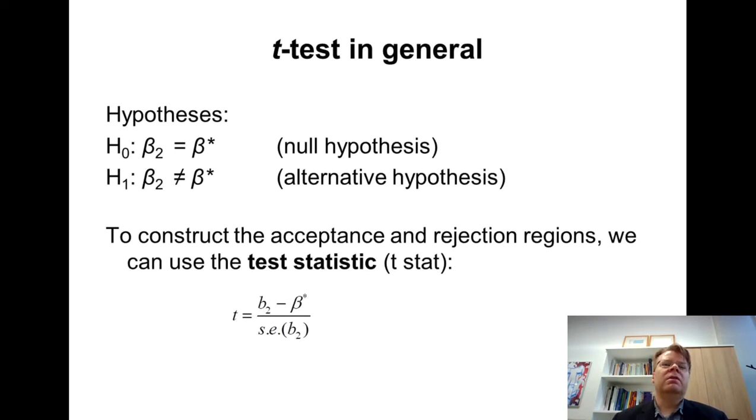Notice again here that we can calculate this t-statistic because we can estimate this B2. B2 is this OLS estimate, standard error we have from the OLS results, and beta asterisk is whatever the null hypothesis is stating. So beta asterisk we know because it's something what the hypothesis is stating. So this is something that we can calculate.